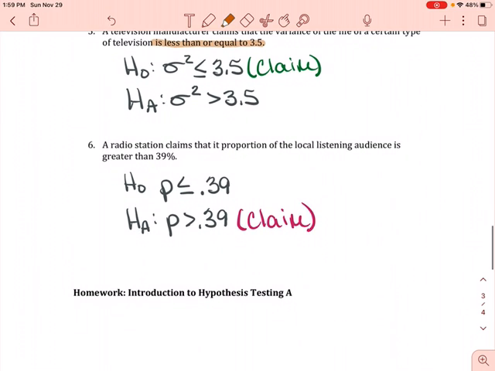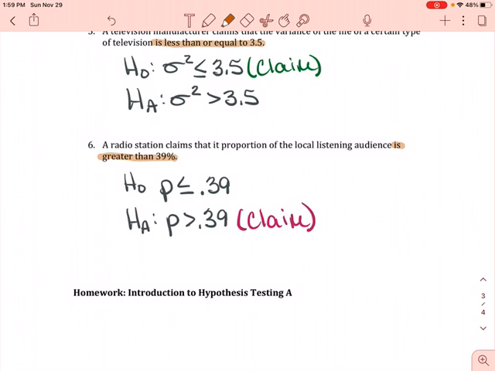All right, and then we have a radio station claims that the proportion of its students is greater than 39%. I'm going to use P because we're talking about population proportion. Greater than is not including an equal to, so it's going to go in H sub A. So we have P is greater than 0.39. So H sub O is less than or equal to, that's the complement. And H sub A is the claim because that's what we're talking about in the problem.